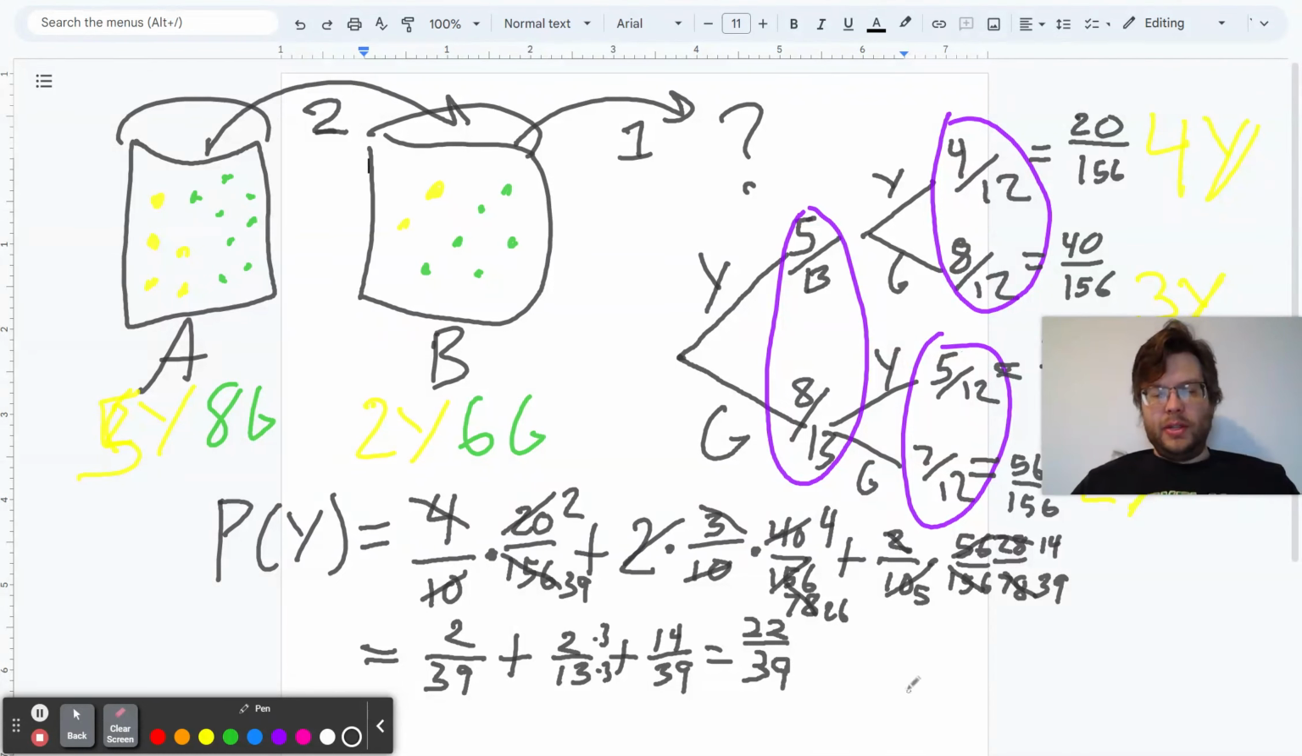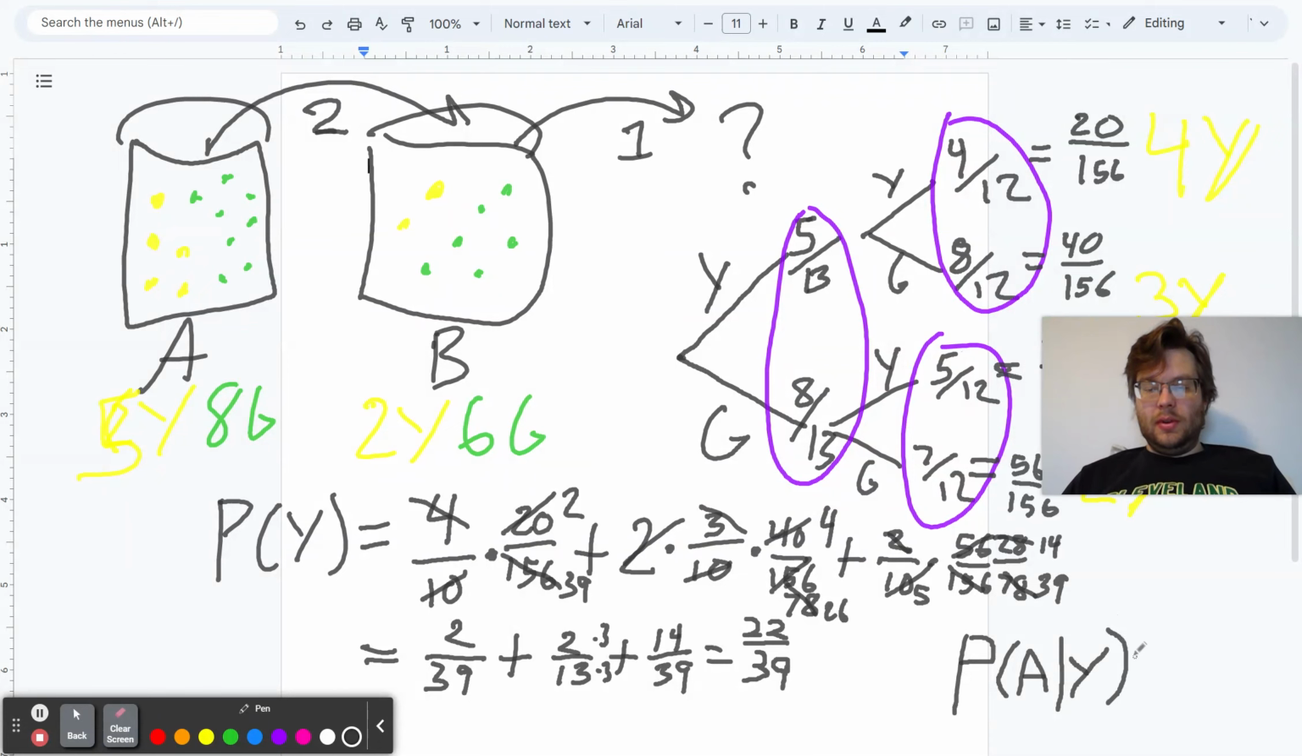Now, the other question that I'm going to try to answer, but when my pen's not working, it's going to be a little harder to write it out, is a conditional probability. So what's the probability that the marble came from jar A given that it was a yellow marble?